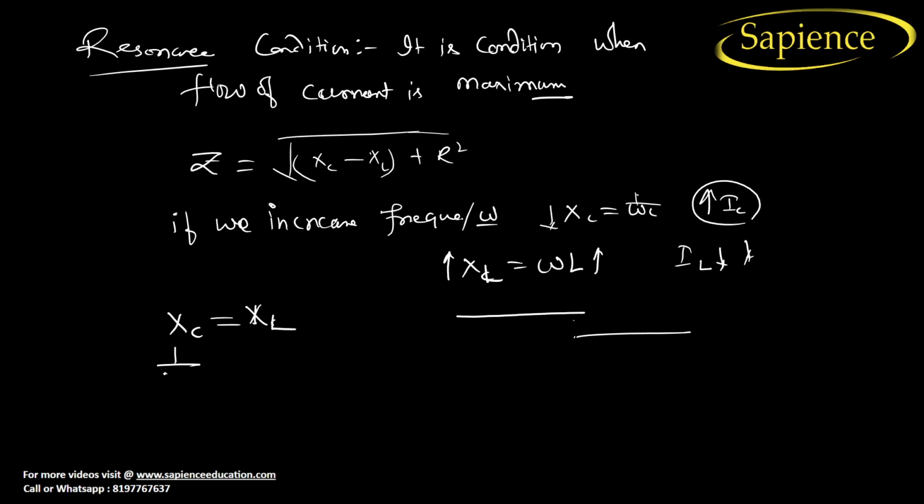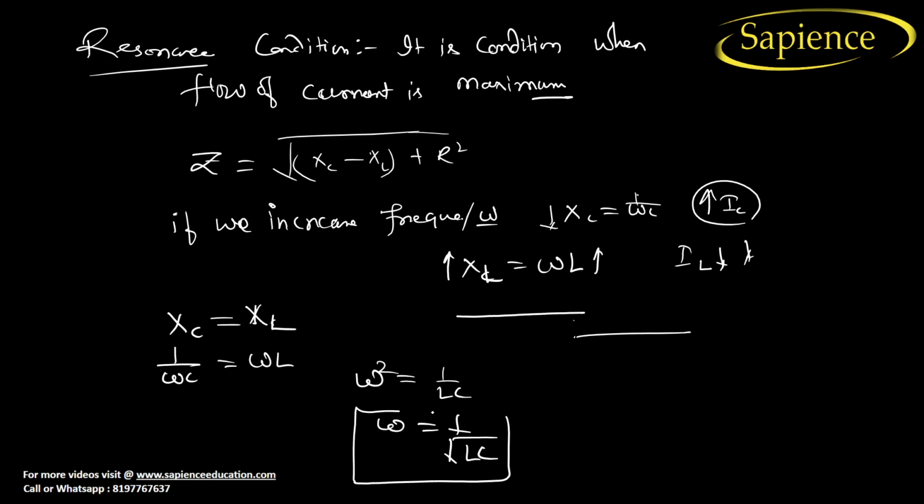Xc is equal to 1 by omega C, and XL is omega L. So what is the best frequency so that we can get the maximum current? Xc is equal to XL. From here omega square is equal to 1 by LC. So omega is equal to 1 by root under LC. So this is the resonating condition for the LCR circuit.